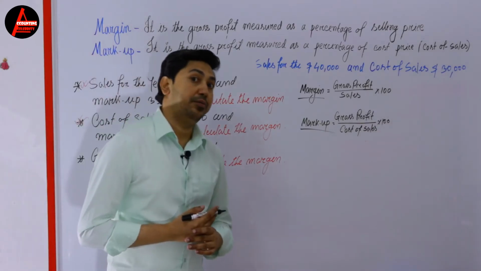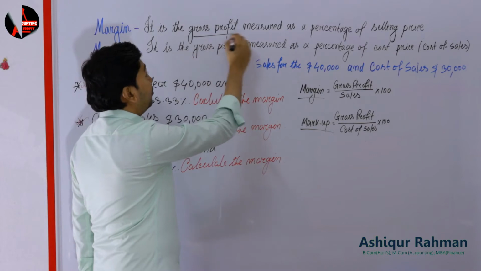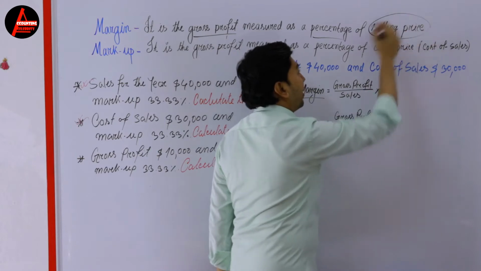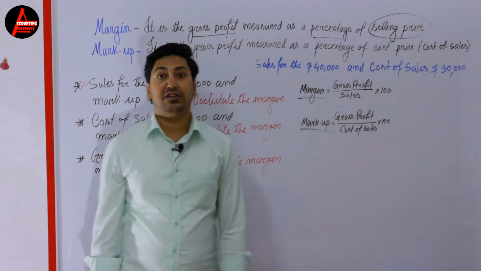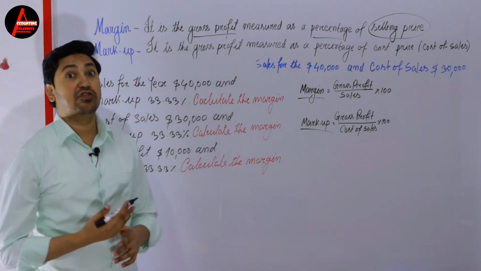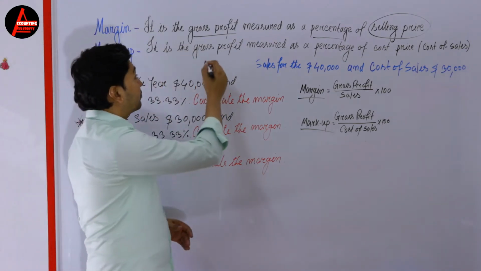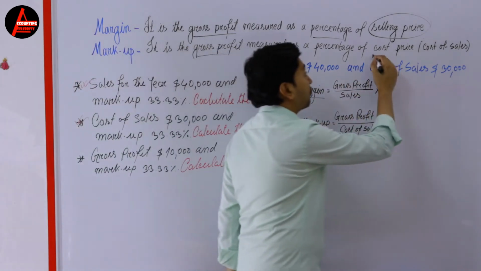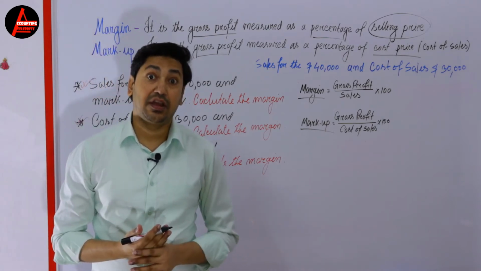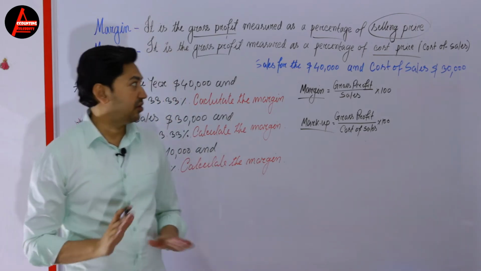So what is margin first of all? Margin is the gross profit measured as a percentage of selling price. Okay, so selling price will be given in the question and gross profit will be given. You need to calculate your margin. So what about markup? Markup is the gross profit measured as a percentage of cost price. Cost price means cost of sales. Cost of sales is often called cost of goods sold. Okay, both the terms are the same, don't worry.